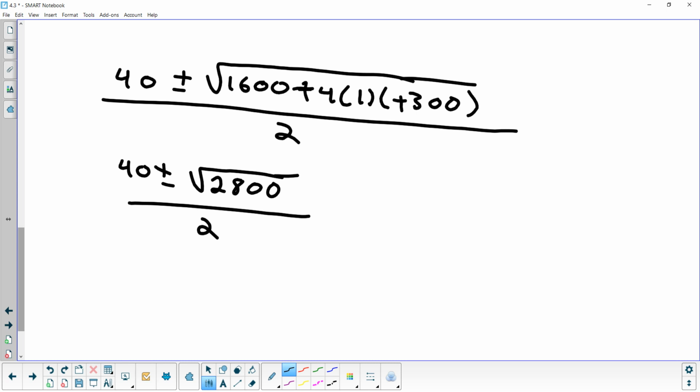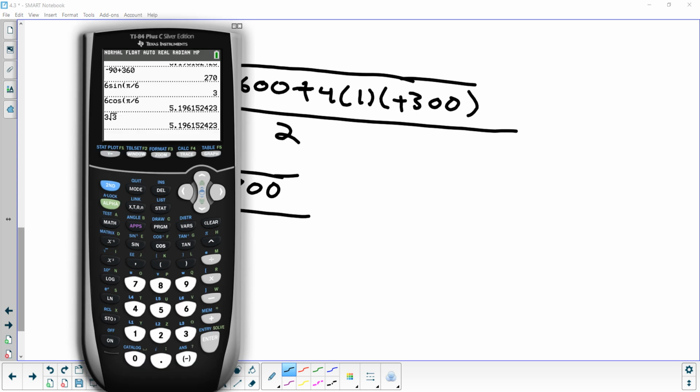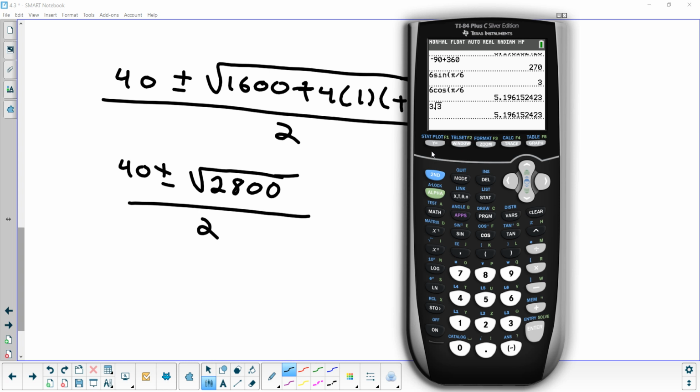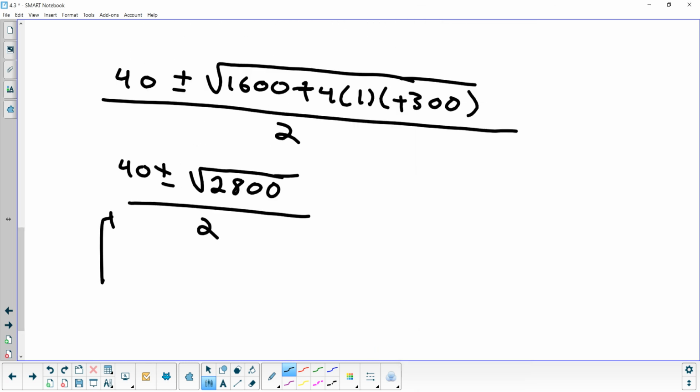What do you think is going to end up happening here? Yeah, one will be a negative, one will be a positive. Yeah, one of the answers is going to be a negative, which won't make sense in the context of the word problem. Let's do the positive, because we know that's the one that makes sense. So 40 plus the square root of 2,800, divided by 2, and we get a speed of 46.46.